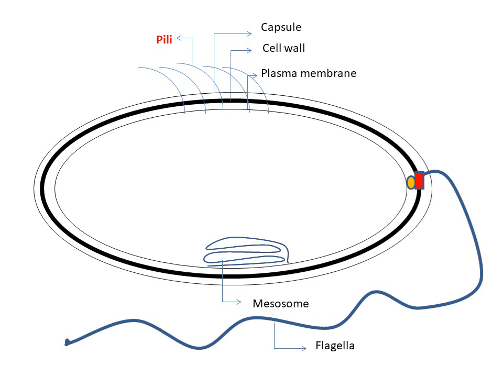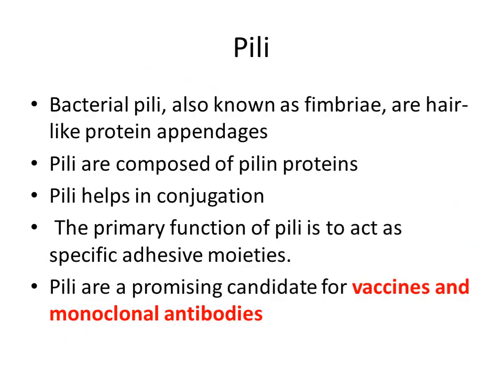Apart from that, we are going to discuss the pili. These are outermost hair-like structures. They are basically useful for attachment to a particular surface. It is composed of a particular protein called pilin. Pili are also helpful for conjugation, for the transfer of genetic material from one bacteria to another. So the specific function is to adhere to a particular surface. Pili are normally useful for the preparation of vaccines and monoclonal antibodies against a particular pathogen.